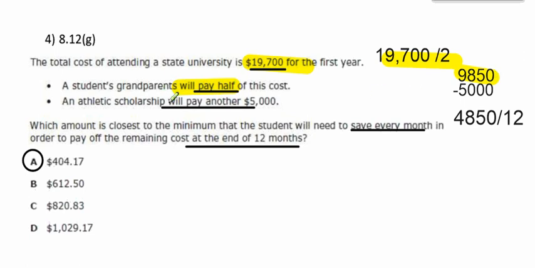And it's always good to get an athletic scholarship for being good at sports. $5,000 off. Now you've only got $4,850 to pay. And it says how much would you have to save every month to pay it off in 12 months. So you'd have to divide by 12. And the answer was A.